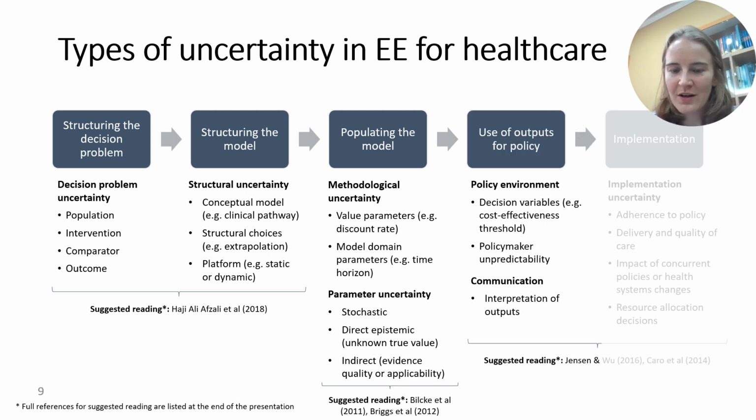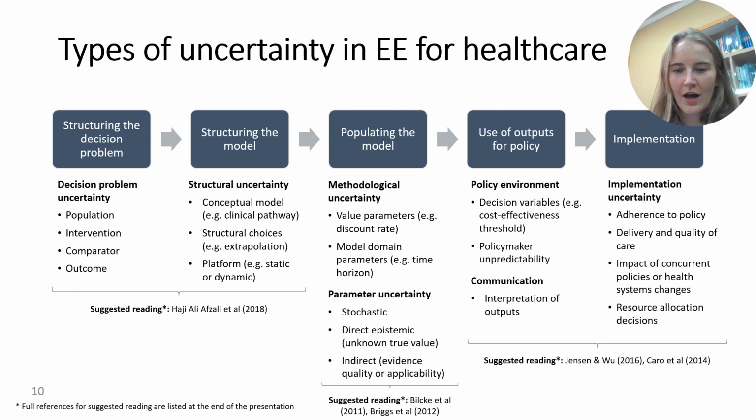And then we discussed this a bit earlier, there's some uncertainty in terms of how those outputs are actually used for policy, what the interpretation of the outputs is, the different decision variables in terms of the criteria and thresholds that are used to come to a decision. And then in some of the literature, they also talk about decision maker, policy maker, random variability as well. And then we have the uncertainty in terms of how it's implemented.